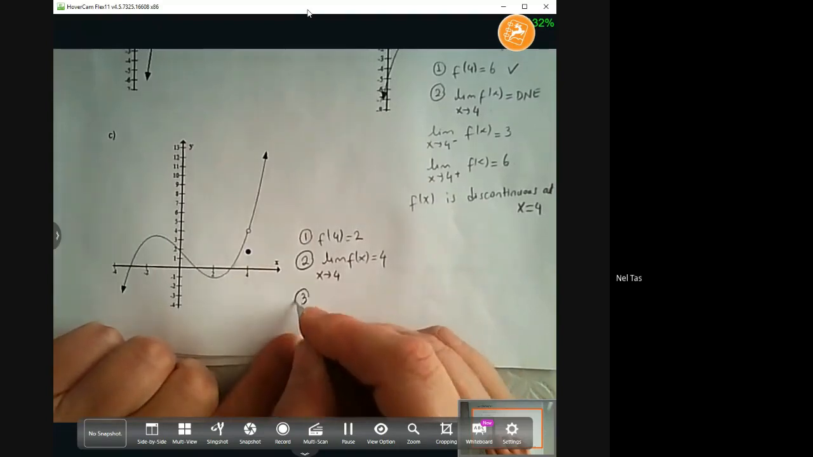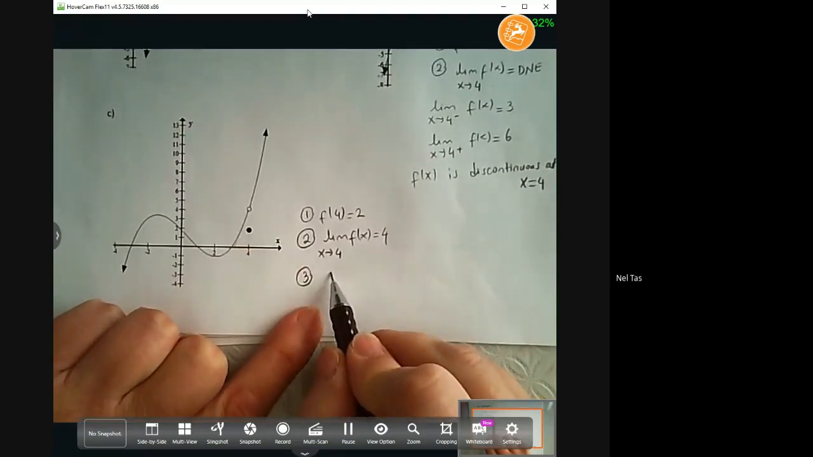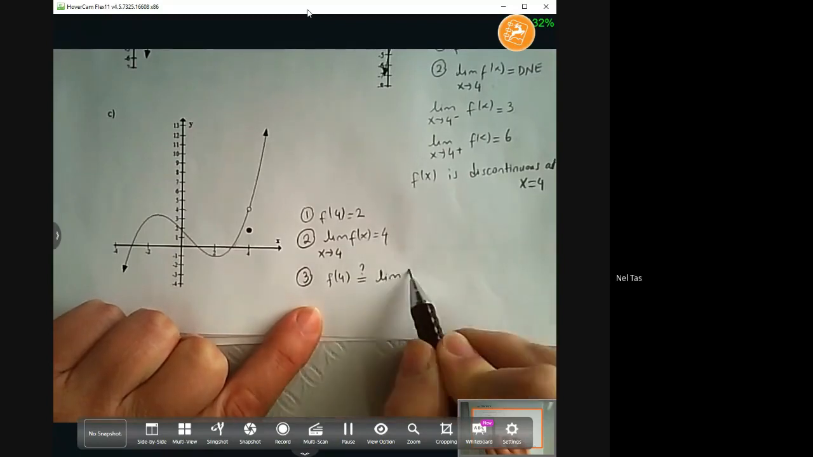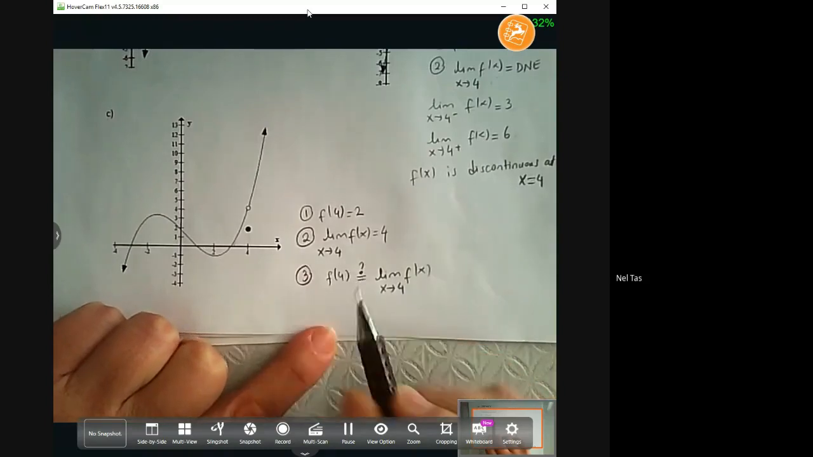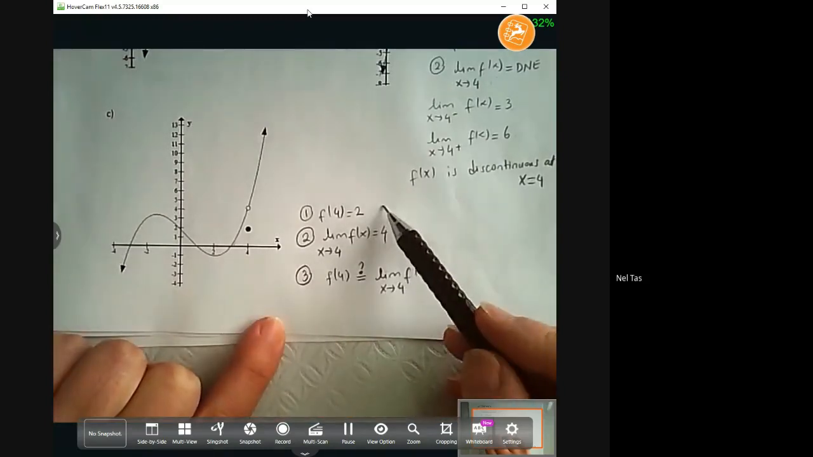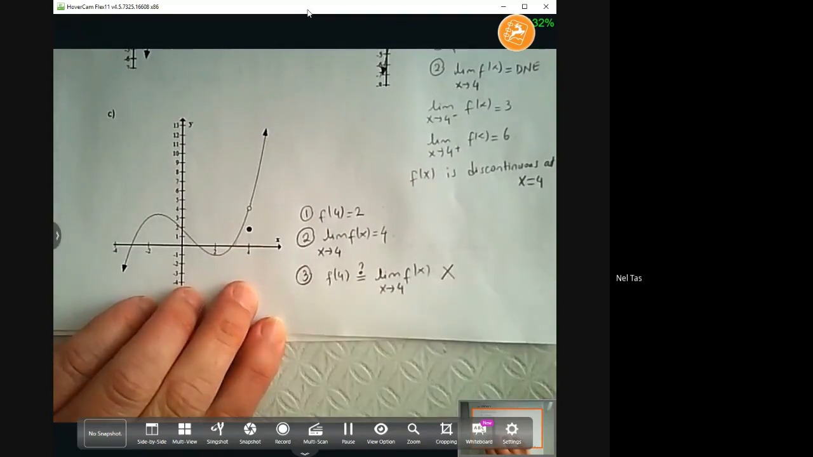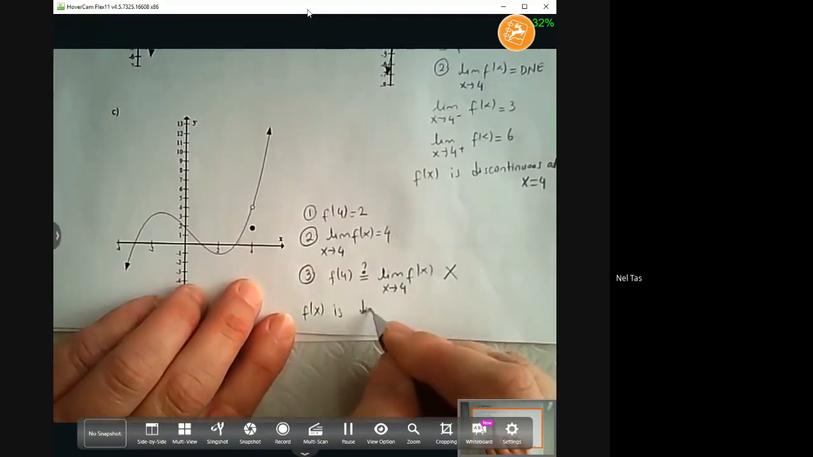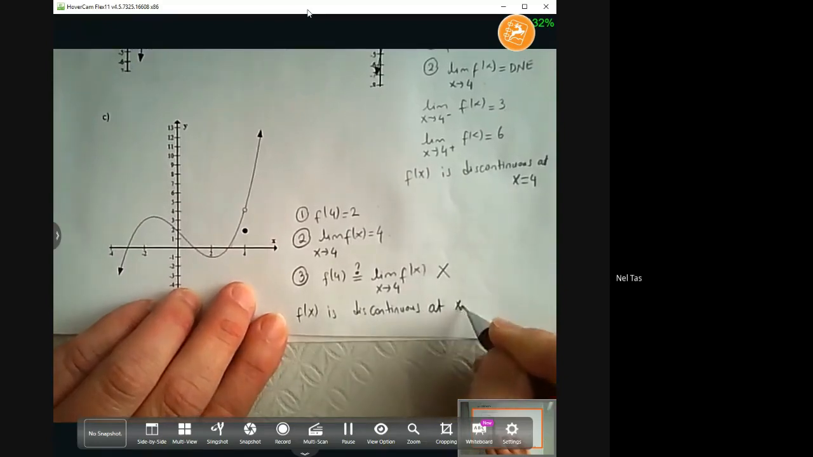Then we can check the third condition. We check if f of 4 equals the limit of f of x as x approaches 4. f of 4 is 2, the limit is 4, they are not equal, so it failed the third condition. So we say f of x is discontinuous at x equals 4.